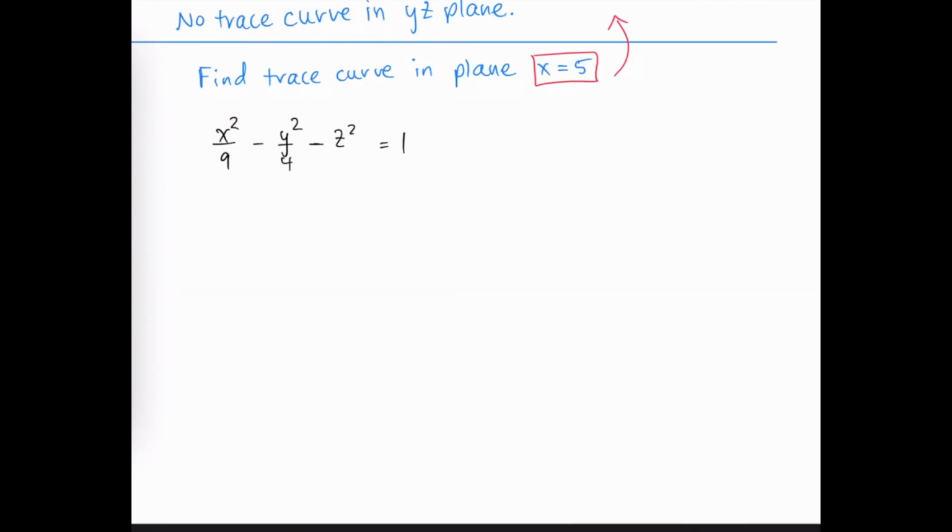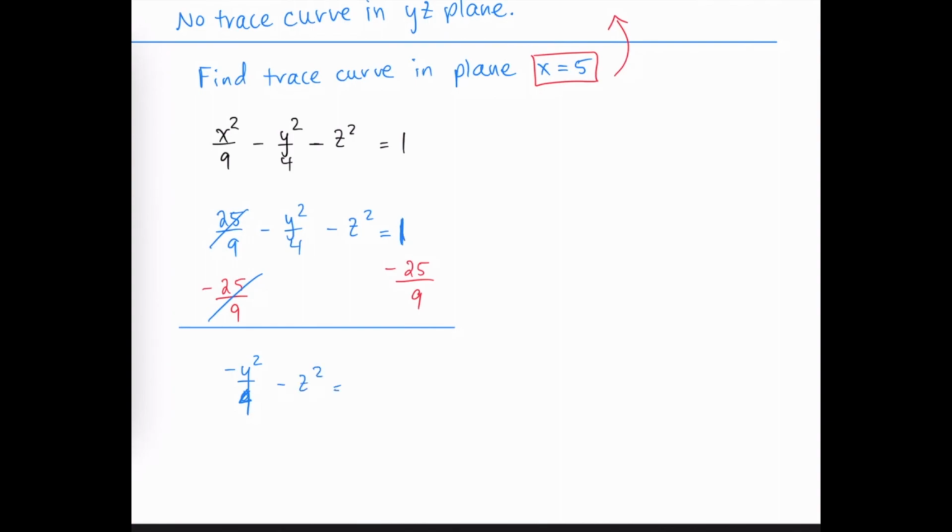If we plug in x is equal to 5 here, we're going to get 25 divided by 9 minus y squared over 4 minus z squared is equal to 1. Now, let's subtract 25 over 9 from both sides to see if we can get a better idea of what's happening in this slicing plane. So, on the left-hand side, we have negative y squared over 4 minus z squared is equal to 9 over 9 minus 25 over 9, which is going to be negative 16 over 9.